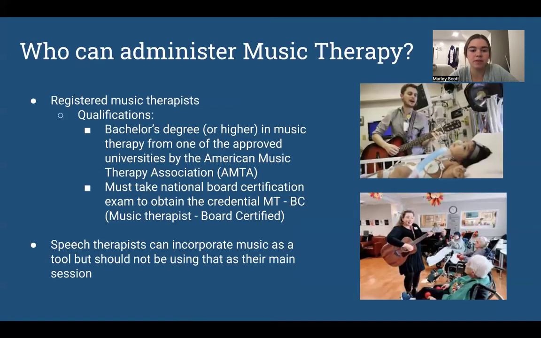So there's two types of people who can administer music therapy: registered music therapists and speech therapists. To become a registered music therapist, you must obtain a bachelor's degree or higher from a university approved by the American Music Therapy Association. Next, you must take and pass the National Board Certification exam. This allows you to obtain the credential MTBC. Speech therapists often incorporate aspects of music therapy into their sessions as a tool, but really should not be using that as their main session.